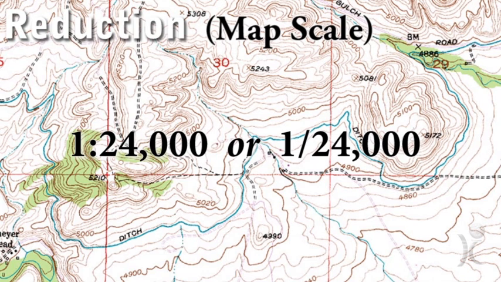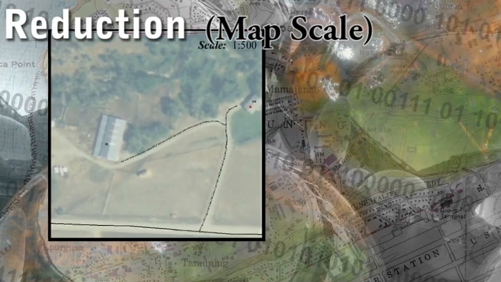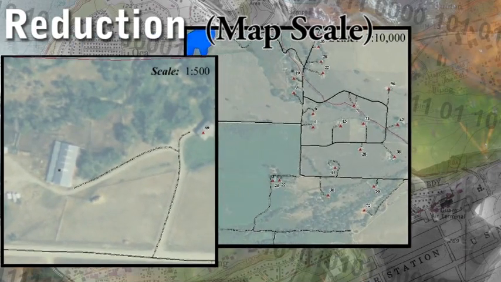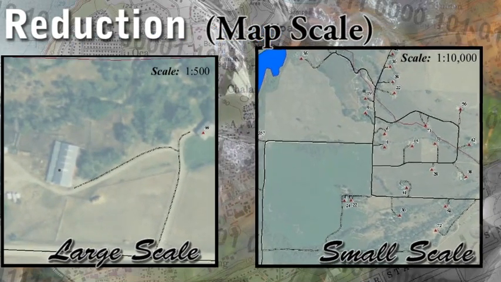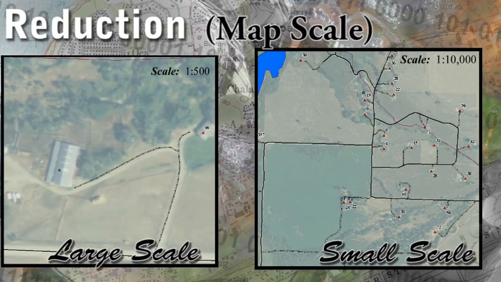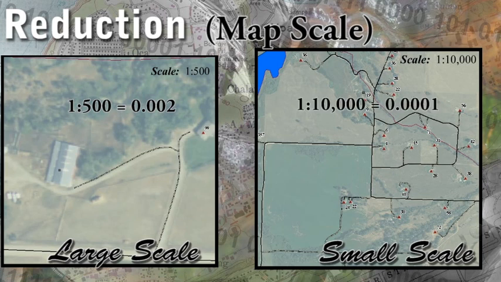If we were comparing two maps, one at 1 to 500 and the other 1 to 10,000, the large-scale map is the 1 to 500 and the small-scale map would be 1 to 10,000. Why? If we were to convert the ratio or fraction to a decimal value, 1 to 500 equates to 0.002 as a decimal value. A map scale of 1 to 10,000 converted to a decimal is 0.0001. Comparing these two values, 0.002 is larger than 0.0001.